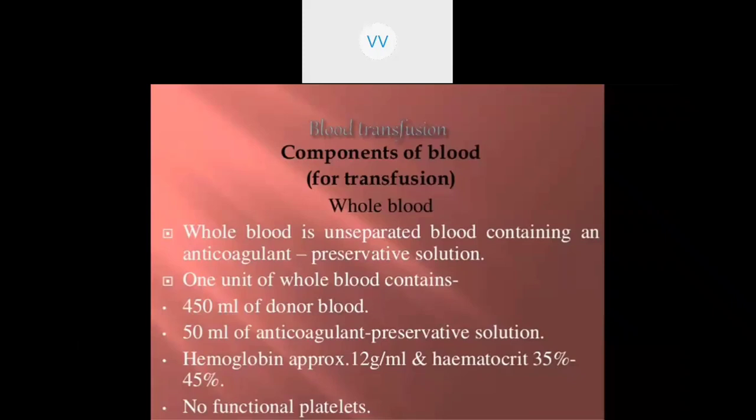No functional platelets are present in that blood, and hemoglobin is approximately 12 gram. This is the unseparated blood containing anticoagulant and preservative solution. The whole blood total is 500 ml, containing 450 ml of donor blood plus 50 ml of anticoagulant preservative solution, which is already present in that unit bag.